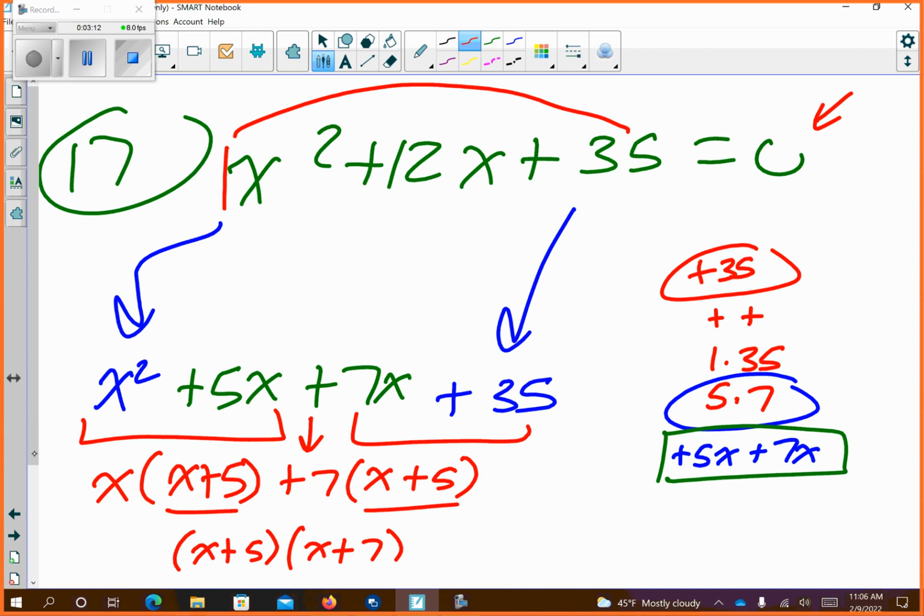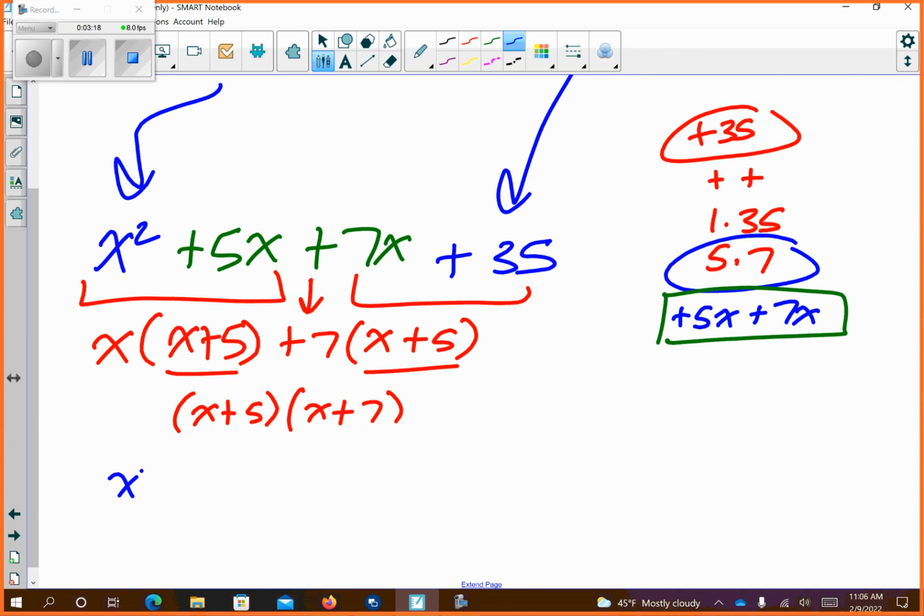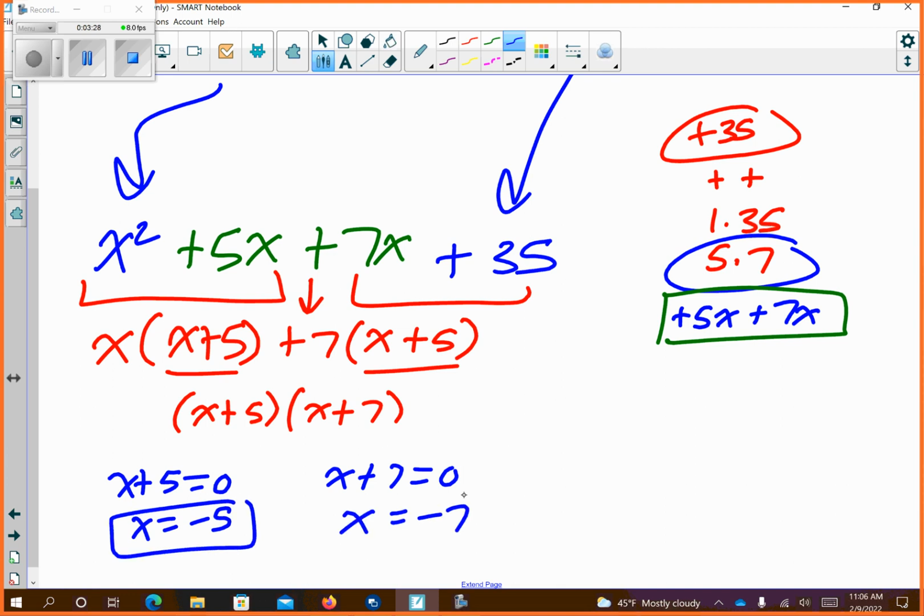So that's what last chapter was. But because this was equal to 0, I'm going to go x plus 5 equals 0 and x plus 7 equals 0. Subtract 5 and subtract 7. So those are my two answers. So it's done. The factoring is done just like normal. Once you have your sets of binomials, you set those equal to 0 in order to solve it.